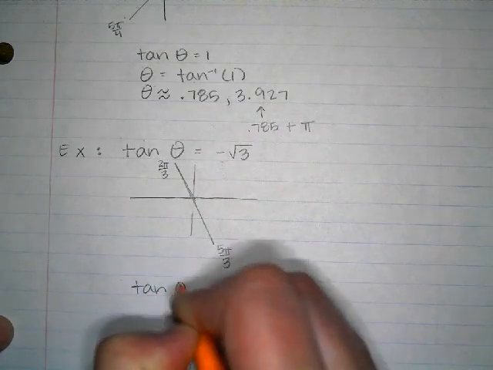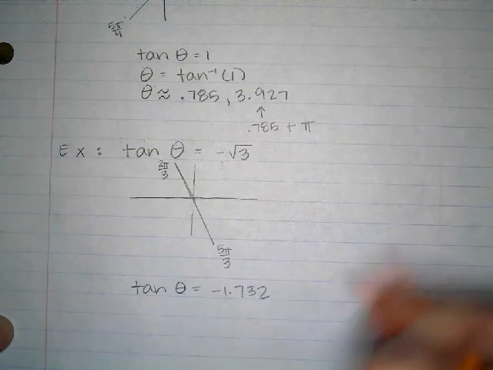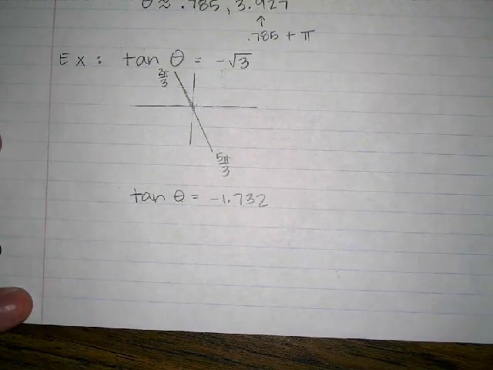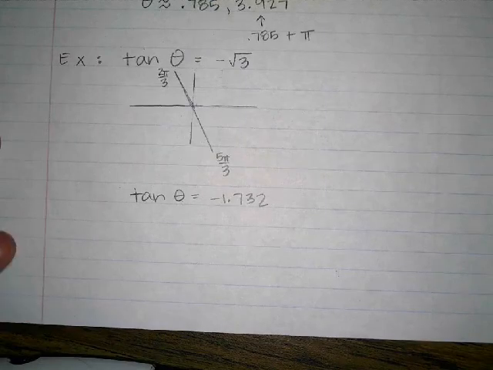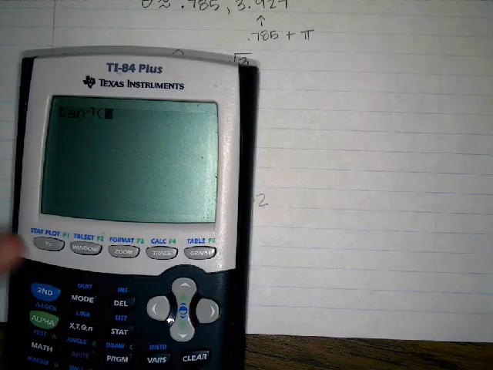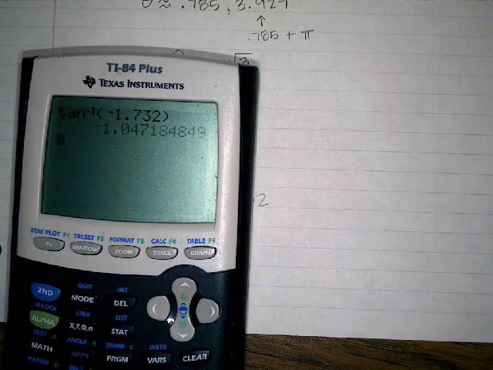So I'm going to do tan inverse of negative 1.732. Tan inverse, negative 1.732, and it gave me the negative angle. And that's okay, even though I'm not going to use that as my final answer because it's a negative angle. I don't have to add 2 pi this time because I know how often tan answers repeat.